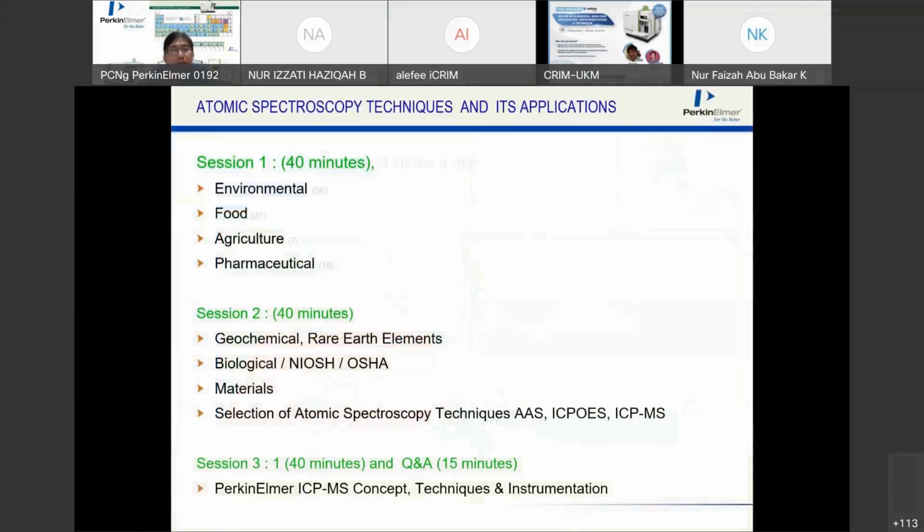For today, we will cover the application talk on environmental, food, agriculture, pharmaceutical, geochemical, rare element, and biological sample material, and selection of atomic spectroscopy. The last session we will be talking about ICP-MS concept, technique, and instrumentation.